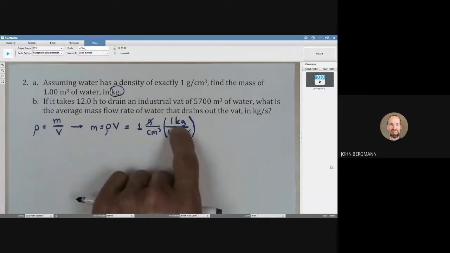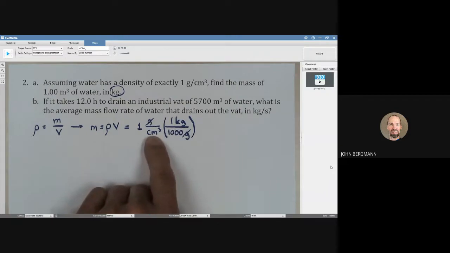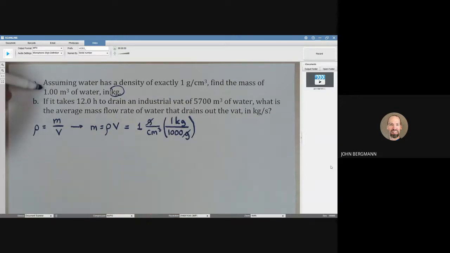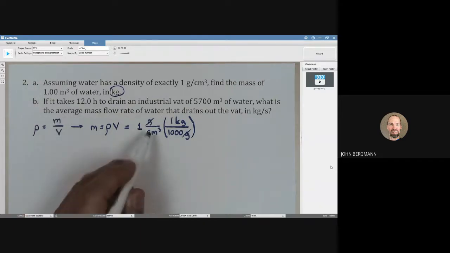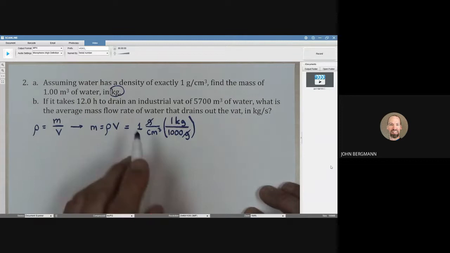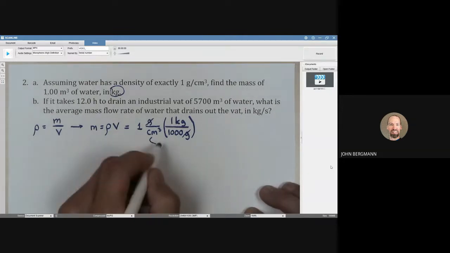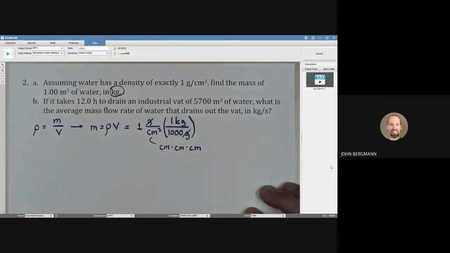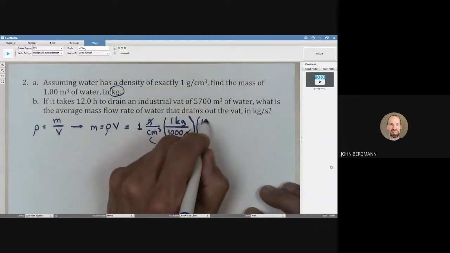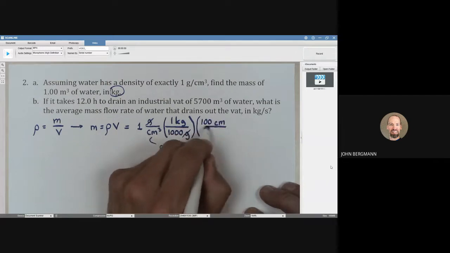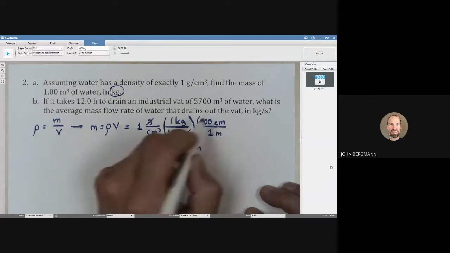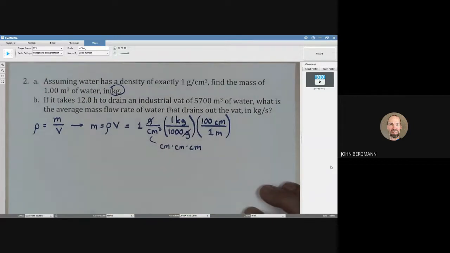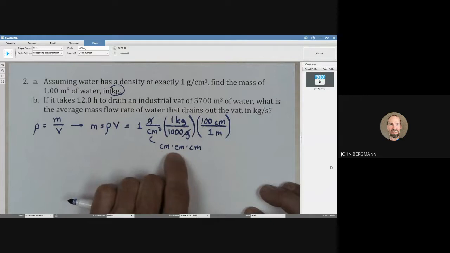Now we have kilograms per cubic centimeter. Well, the volume that we have is a cubic meter. So how would we change cubic centimeters into cubic meters? Well, basically, centimeters cubed is centimeters times centimeters times centimeters. So if I put 100 centimeters, you're supposed to know this as well, it's 1 meter. If I just do that, you see that that's going to cancel only one of these centimeter units, and I have 3 of them.